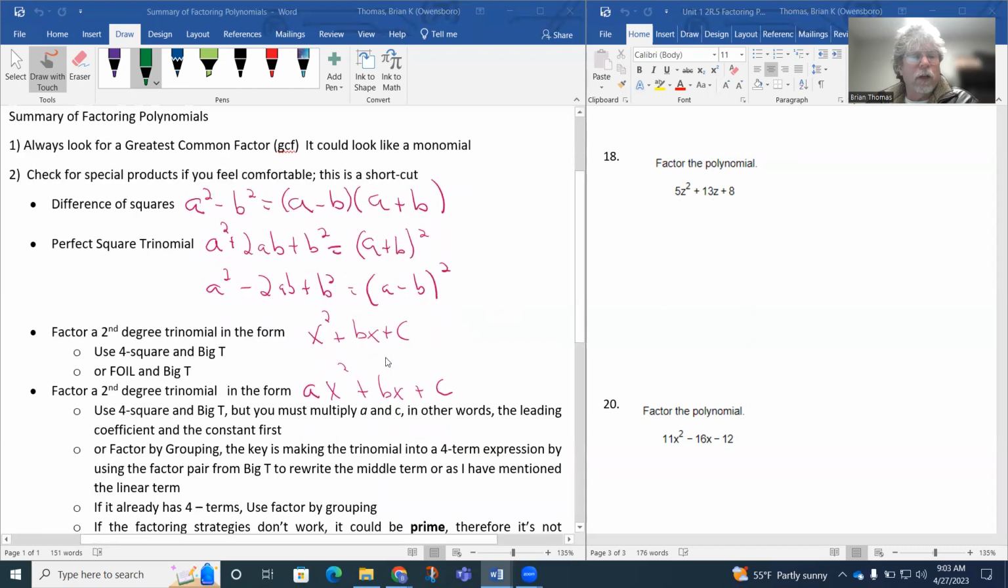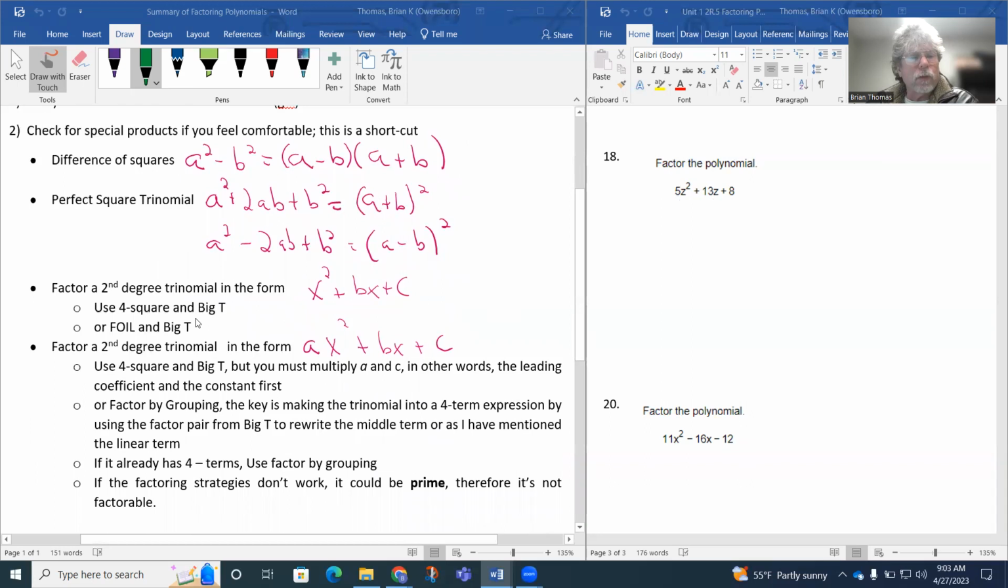So the next thing we look at is, since this is a second degree trinomial, the 2 there tells me it's second degree. And remember, this is the quadratic term. The 5z squared is the quadratic term, the 13z is the linear term, and the 8 is the constant. The 5 is also called the leading coefficient in this problem since it's out front.